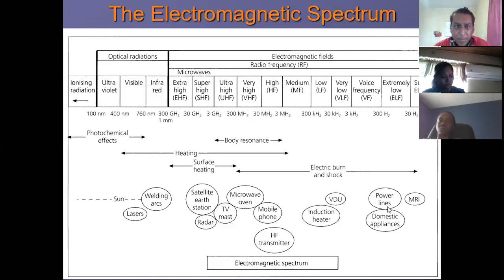Likewise, from this side, from domestic appliances, mobile phones, microwave ovens, TVs, to welding, to lasers. As you go this way, the intensity increases as well. Not that you have to know any of those, but that's a way of reading the spectrum. The spectrum normally gives you an idea of which one is more harmful than the other.